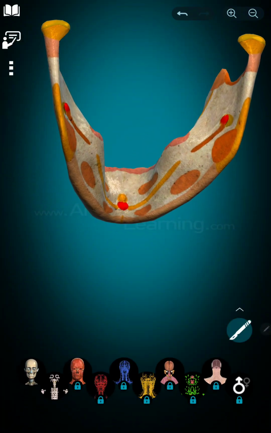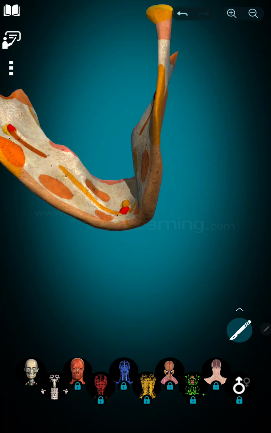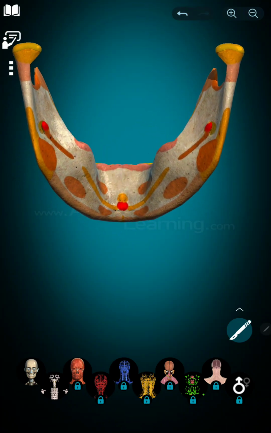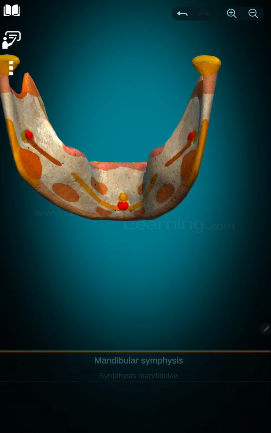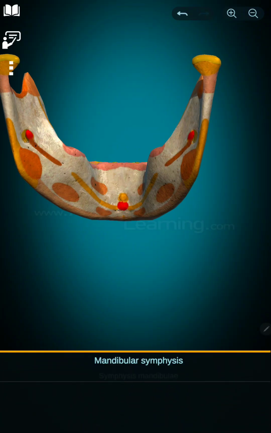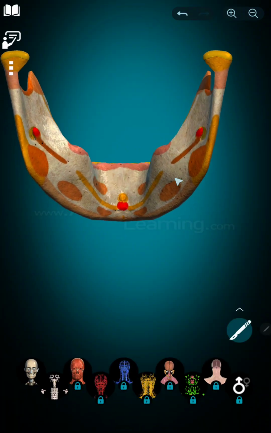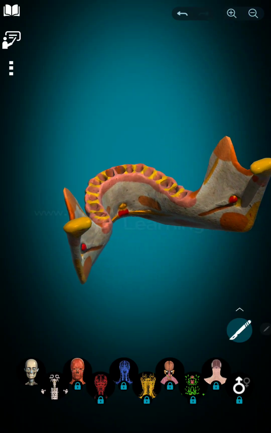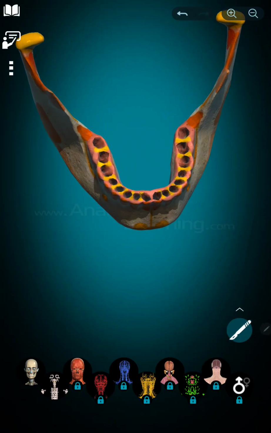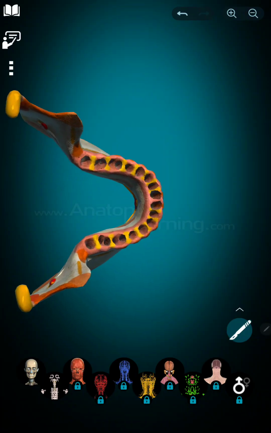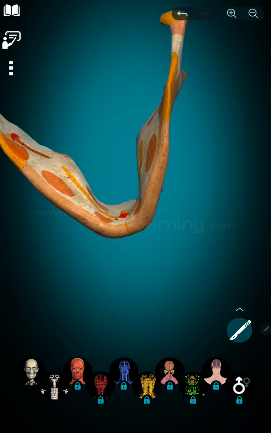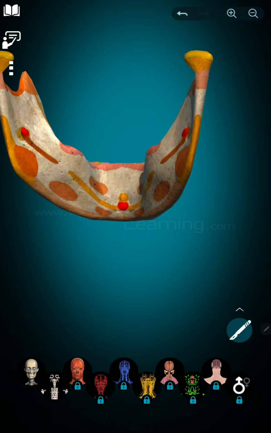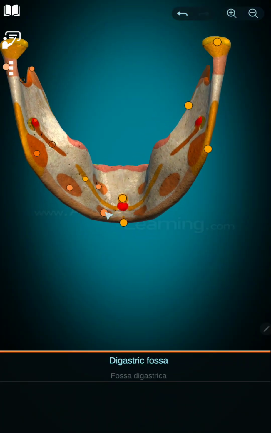Next, the posterior surface of the symphysis menti is marked by small elevations called the superior and inferior genial tubercles. The upper or alveolar border bears the sockets for the teeth. You can easily appreciate how clear. The lower border of the mandible is also called the base. Near the midline, the base shows an oval depression called the digastric fossa. Okay, is it clear to all of you?